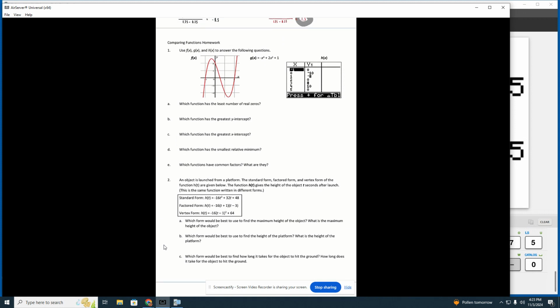Okay, you got about 10 minutes or so. So go ahead and try this out. Use your calculator for this one after you write your equation. And then hopefully you'll have this all completed by tomorrow.